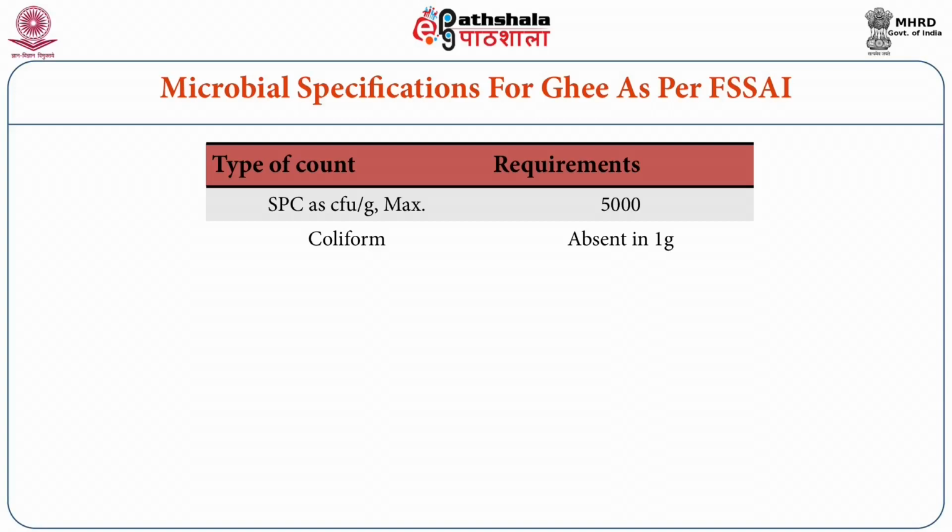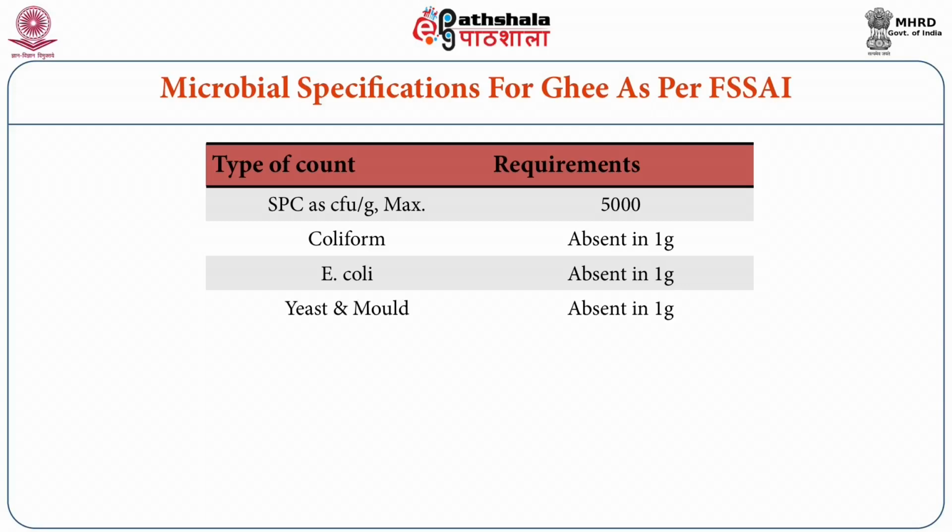The second is coliform, and under the coliform category you have Escherichia coli. In case you are getting this in your enumeration count, this indicates unhygienic practices carried out during ghee manufacture, and also handling, storage or packaging, as contamination. So remember, this should always be absent in 1 gram, be it coliform or Escherichia coli.